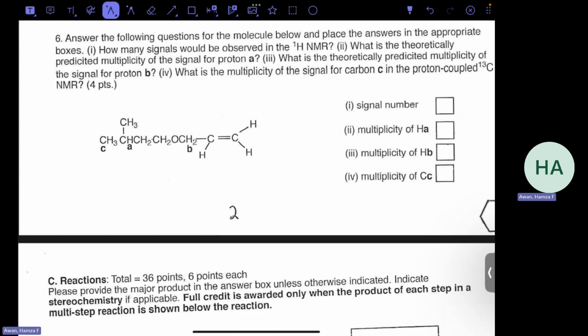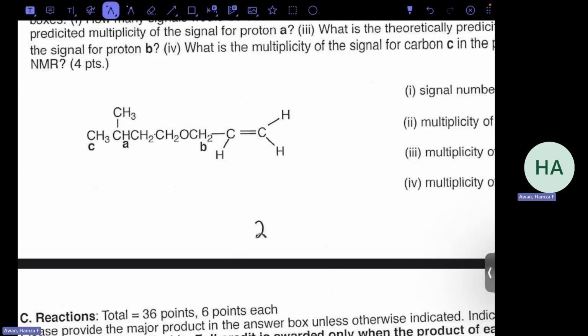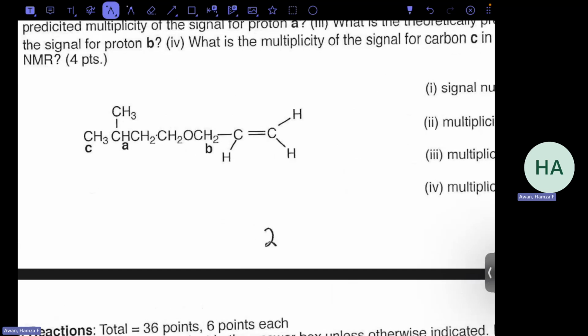So next one. Answer the following questions for the molecule below and place the answers in the appropriate boxes, right? So how many signals would be observed in the H NMR? Okay, so we'll start with the first one. How many signals would be observed? Whenever it's asking this question, we're going to look at every single unique hydrogen, right? Unique hydrogen.